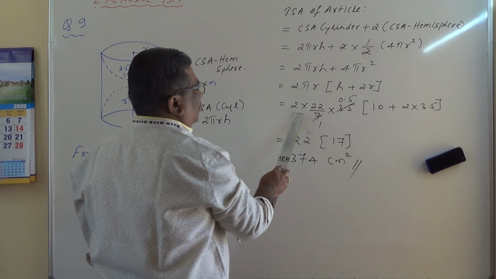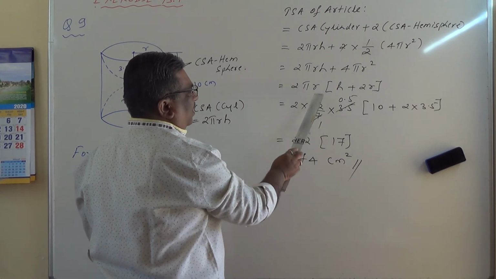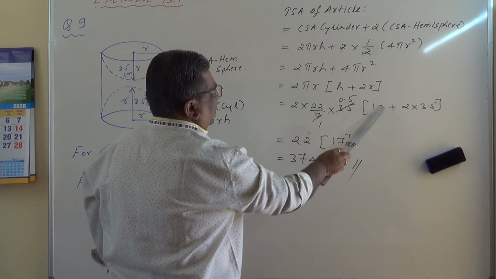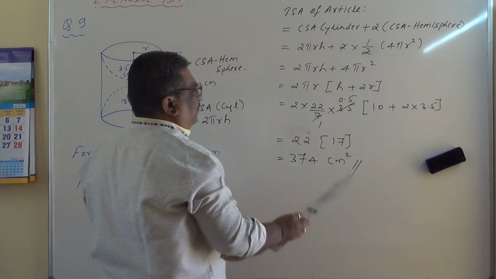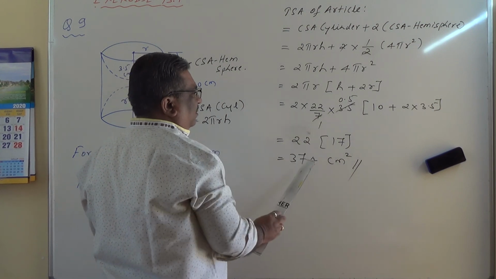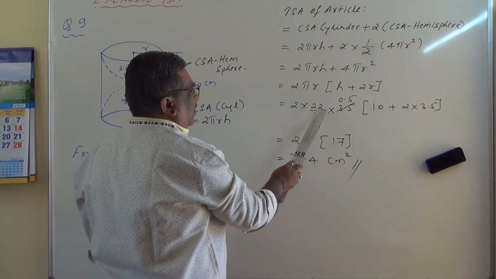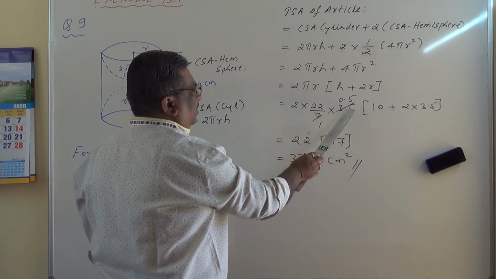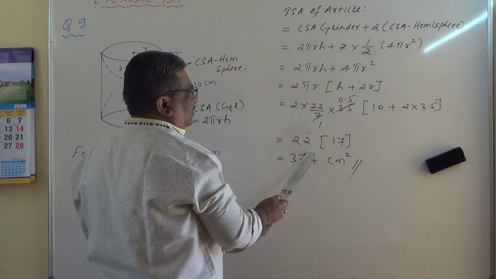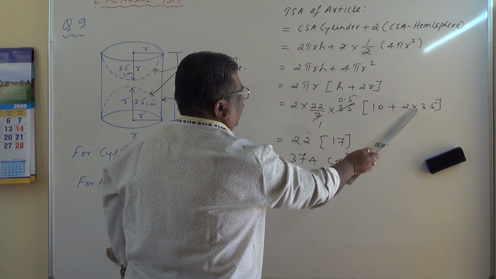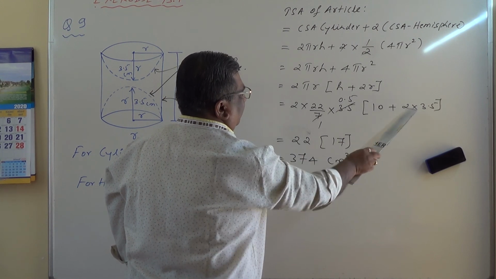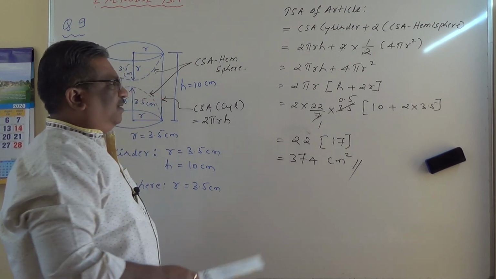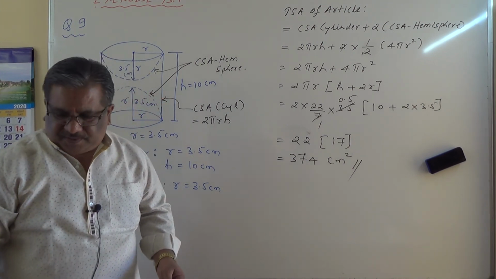So substitute the values. 2 pi is 22 by 7, r is 3.5 into bracket, h is 10 centimeter plus 2 times r is 2 into 3.5. 7 ones are 7, 5s are. Now here 22 into, or you can say 0.5 is half, that 2 and this 2 cancels, 22 remains. Here 10 plus 2 into 3.5 is 7, 10 plus 7 is 17. 22 into 17 gives 374 square centimeter. Quite simple. Make a note of this one.